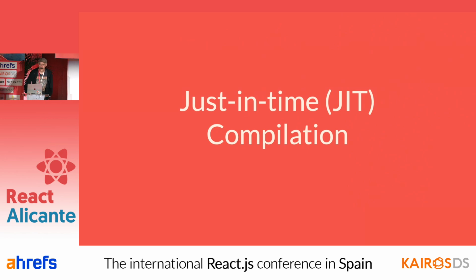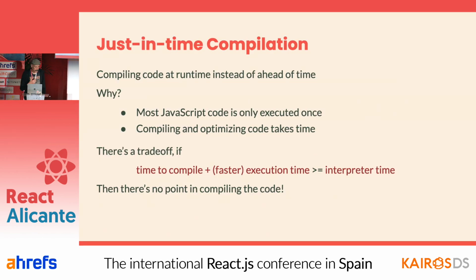Okay, so I'm going to move on and talk a little bit about just-in-time compilation. This is the process of compiling code at runtime instead of ahead of time. So why on earth would we ever want to do something like this? Well, we know empirically that most JavaScript code is only executed once or a handful of times. And we also know that compiling and optimizing code takes time, which means that there's a trade-off. And that trade-off is if the time to compile some code plus the execution time is greater than the interpreter time, then there's really no point in compiling code because the overall system is going to run slower.